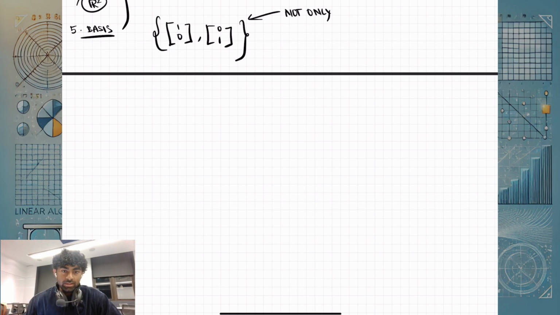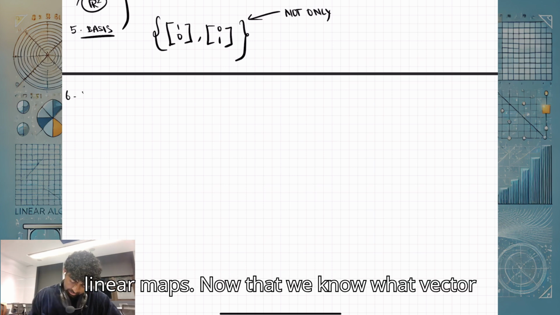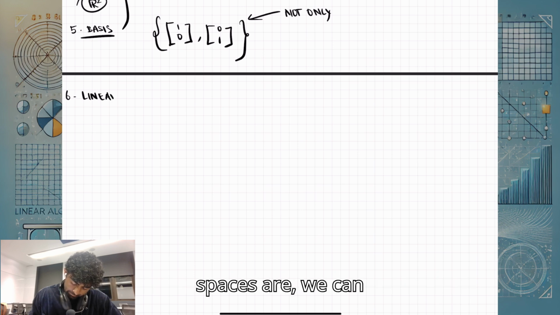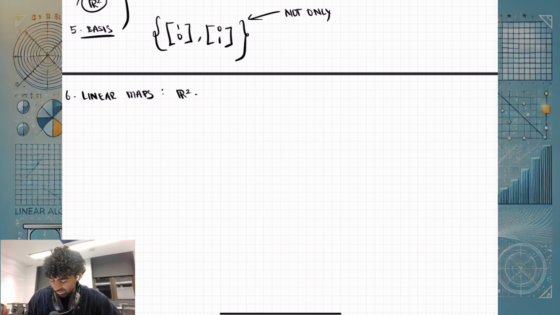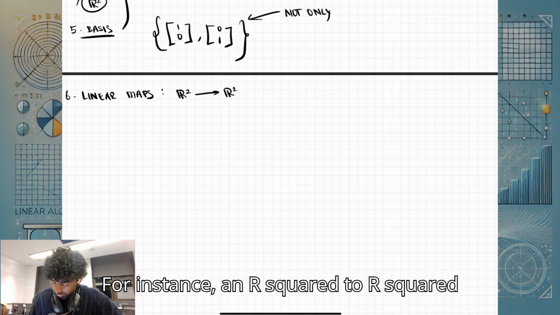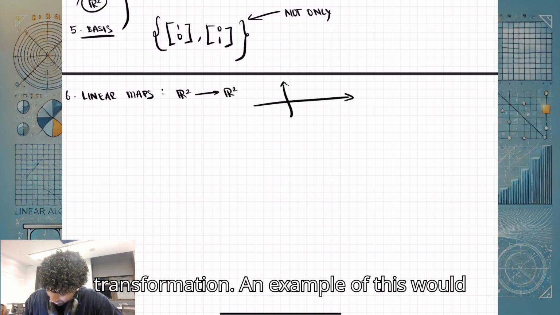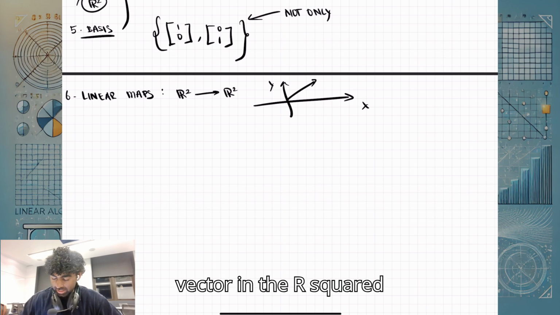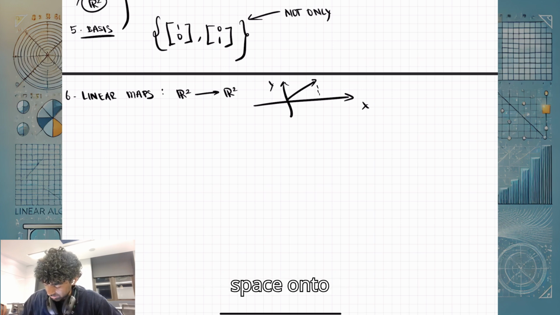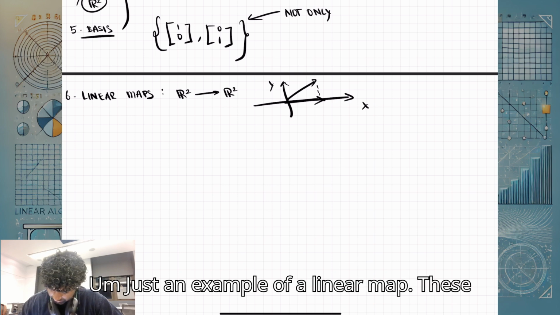Next, we have linear maps. Now that we know what vector spaces are, we can see one vector space be transformed into another vector space. For instance, an R squared to R squared transformation. An example of this would be a linear map that projects every vector in the R squared space onto the x-axis. Just an example of a linear map.